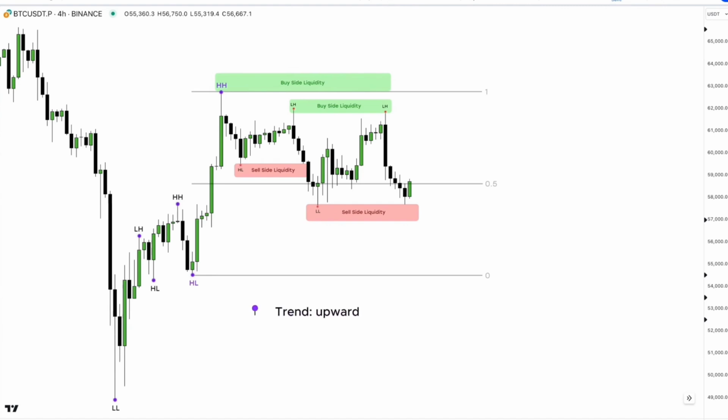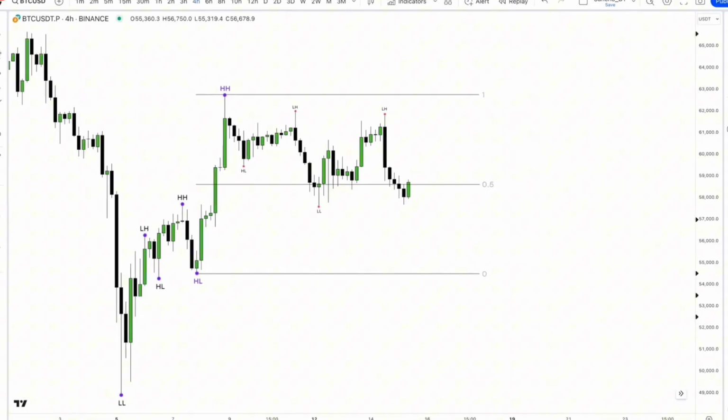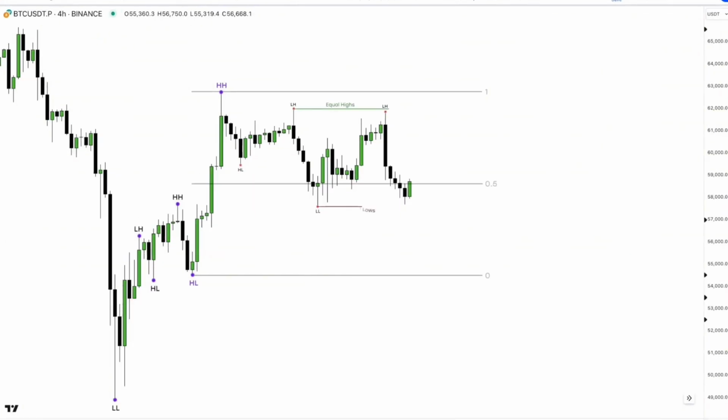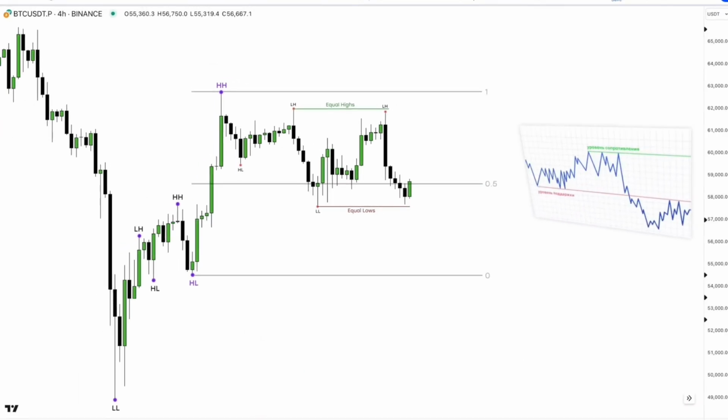Therefore, with the following steps, we need to determine when the correction cycle will end and what our targets for future growth will be. Our second step will be to identify the key levels for the price. In our case, these are equal highs and lows. These levels are always artificially created to attract new, less informed money to the market, which is then used by smart capital to achieve their own goals. We should not view them from the perspective of traditional technical analysis. These are not support and resistance levels, but zones of critical liquidity concentration, which will inevitably be broken through because that is exactly why they are created.